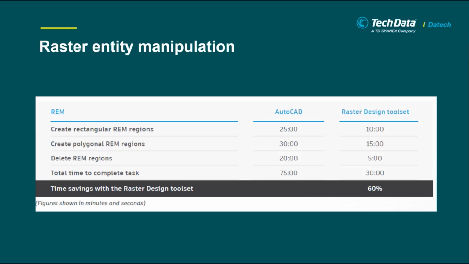Creating a polygonal REM region, or deleting an REM region, or even the complete task that has been involved, you can find 60% of your valuable time that has been spent on converting your image files or even your PDF files into drawing files could be saved here.